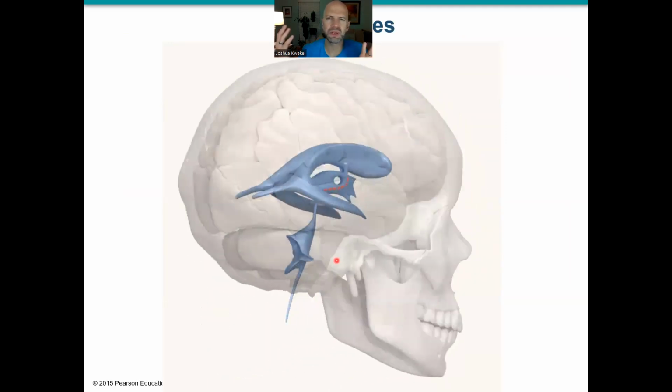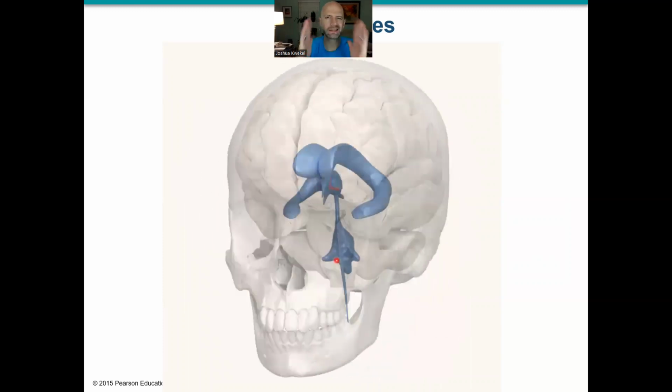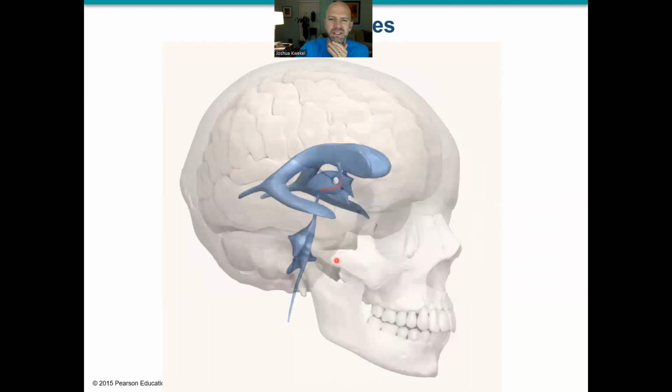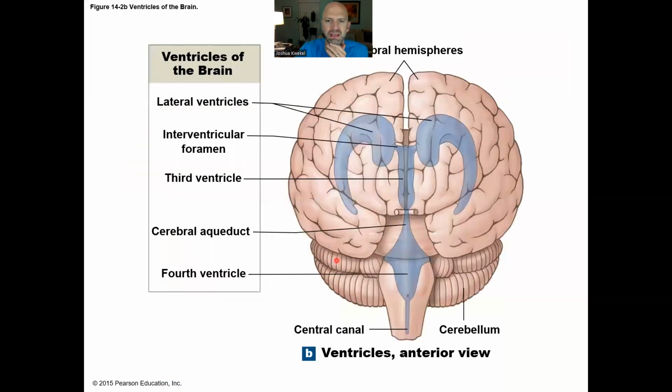It's, again, weirdly shaped. It kind of looks like a kite to me. It has kind of a diamond shape to it. I'm not sure. Okay, here's from the front, lateral, lateral. Here's the third ventricle here, and here's the fourth ventricle here. Connecting the third to the fourth is called the cerebral aqueduct. The cerebral aqueduct connects the third to the fourth ventricle.